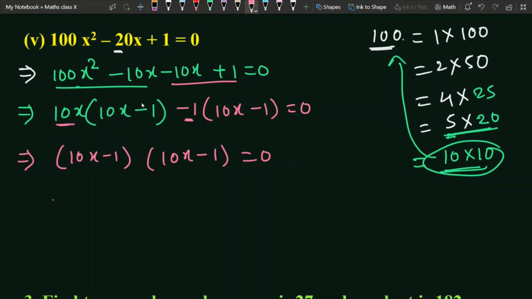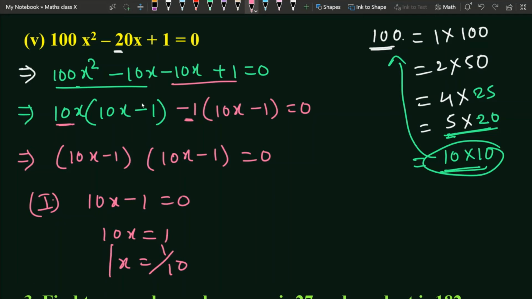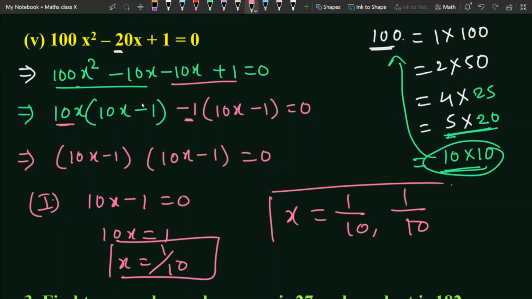Now both are the same, so the answer will be the same. Either this will be 0 or this will be 0. Because both are the same, we can write it one time only, no problem. 10x is equal to 1, x is equal to 1 by 10. So 1 by 10 is the answer. So x becomes 1 by 10 and 1 by 10 for this situation. Okay, so these are all the given questions of the first one. All the 5 questions of the first one I have solved.